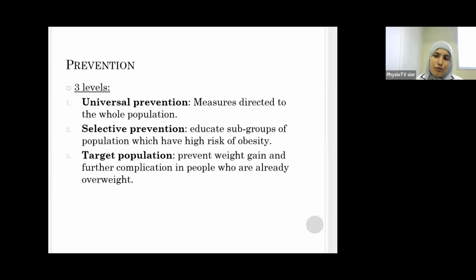Those will be my selective prevention people whom I will target specifically and let them know that if you do not take action at this point of time, you're going to land up with obesity. And then my target population, in whom I cannot afford to have any further weight gain and more complications. So prevention can be done at 3 levels. There can be a mass awareness or camp for the universal prevention, or I can segregate people into selective prevention and then even smaller into the target population.